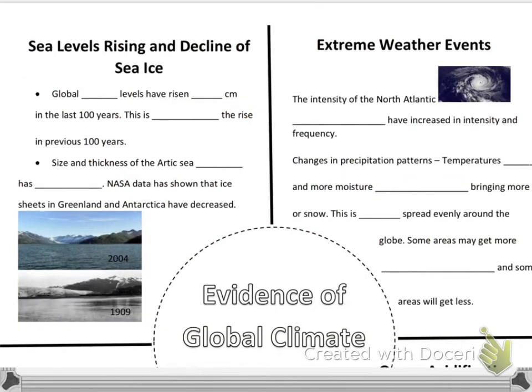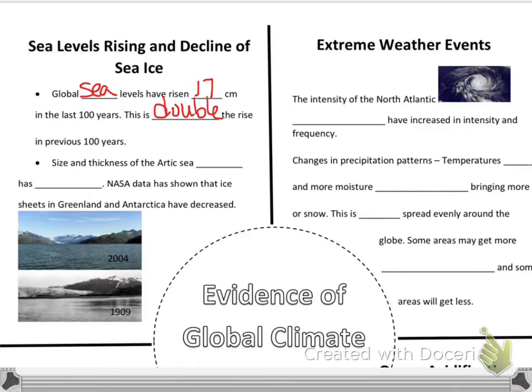All right, on this paper, it's divided into 4 sections, and so we're going to talk about each section. Sea level rising and the decline of sea ice. So all 4 of these are basically giving us evidence of the global climate change. So with sea level rising and the decrease of sea ice, global sea levels have risen 17 centimeters in the last 100 years. This is double the rise in the previous 100 years. So it means it's happening more quickly.